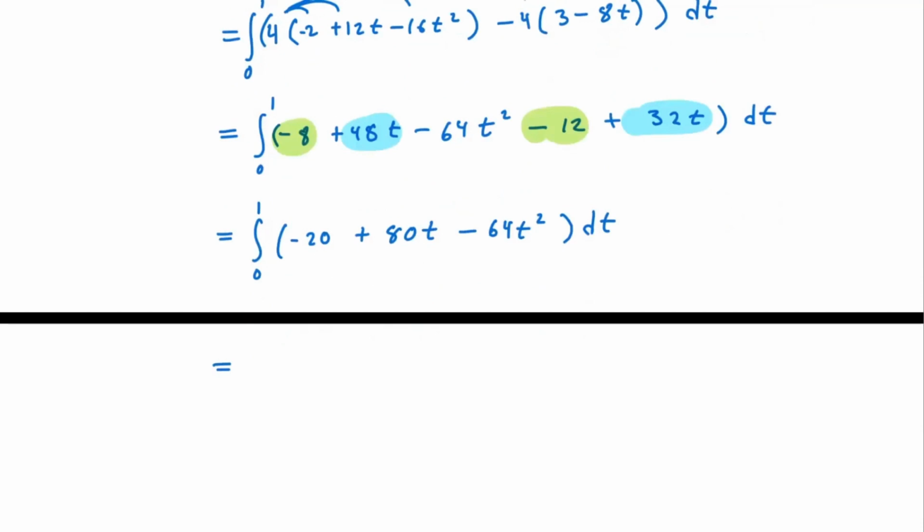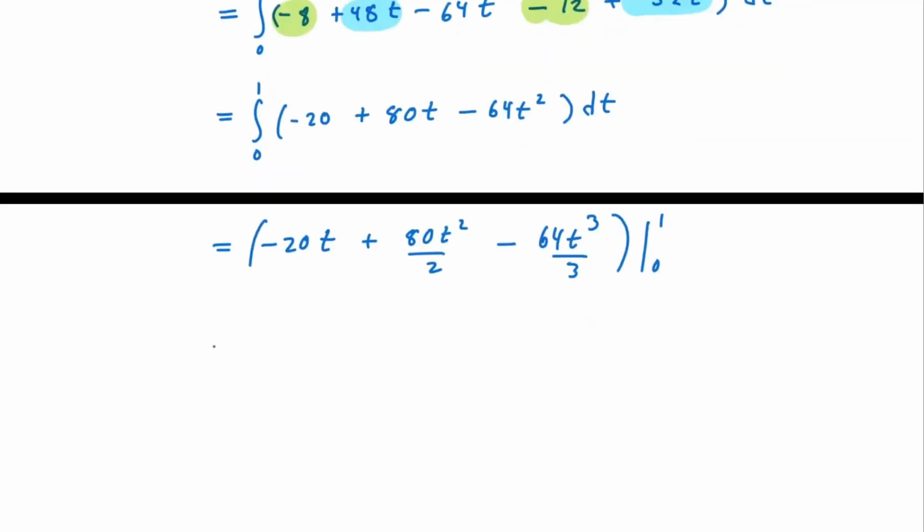The integral of -20 with respect to t is -20t. The integral of 80t with respect to t is 80t squared over 2, and for the last component we get -64t to the third over 3, evaluated from 0 to 1. I can simplify the numbers: 80 divided by 2 is 40, and then 64 divided by 3, I'll just keep it in that form.